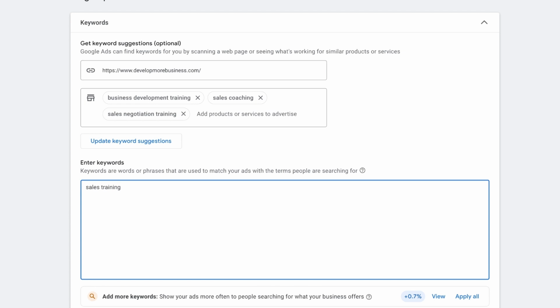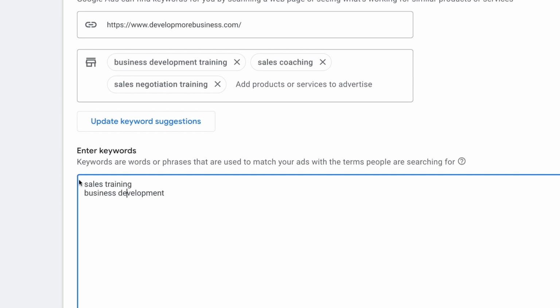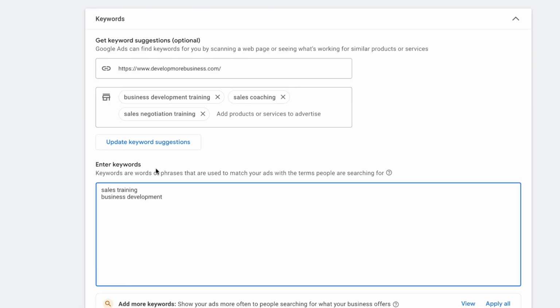So one of them is sales training. One of them is business development. I have just entered those two search terms without any grammatical additions. So what it is going to show up for this one is broad-based keywords. So keywords that are closely related and loosely related to sales training and business development.